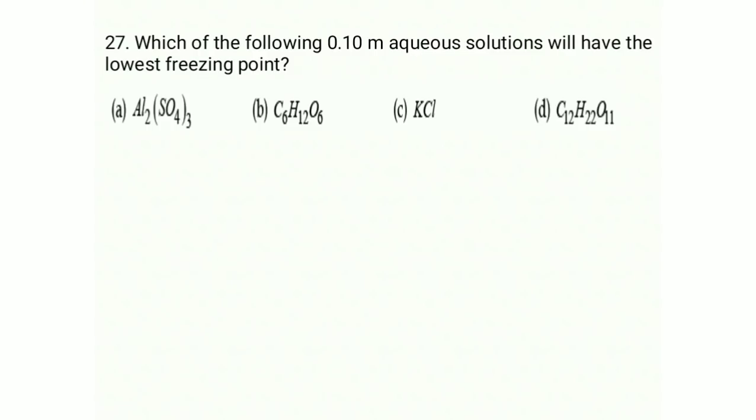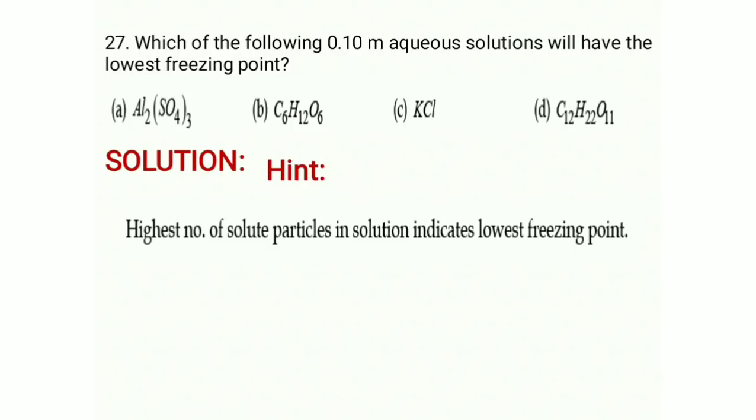27. Which of the following 0.1 m aqueous solutions will have the lowest freezing point? Here you have to calculate the i value. If the i value is more, the freezing point will be less. The i value is nothing but the Van 't Hoff factor, which accounts for association or dissociation. In this particular case, the hint is to find in which case the highest number of solute particles is present. If you see aluminum sulfate, there are 5 ions, Al2 and SO4 thrice. So hence the answer for this question is A.